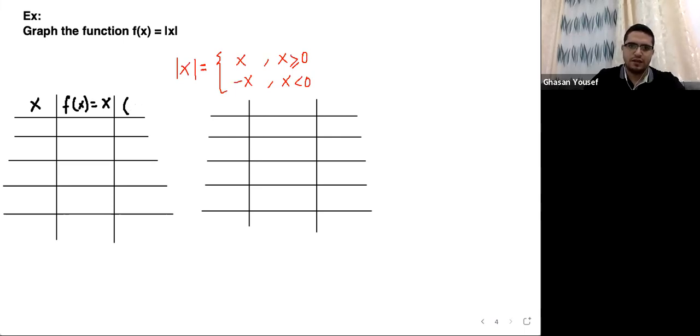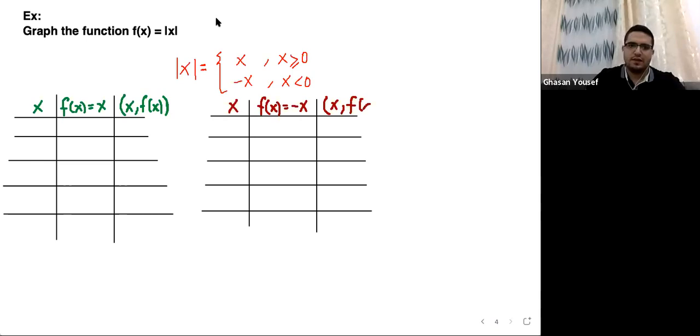I'm going to use a color for this one. So the color is green, x, f of x equal positive x. Here's x, comma, f of x. And for the second table, here's the x, here's the f of x equal minus x, and here is x.